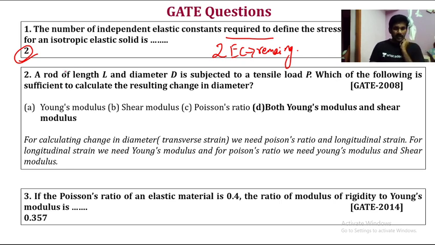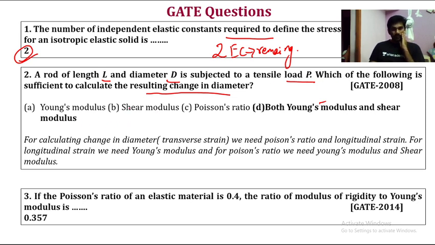Next one, second question. A rod of length L and diameter D is subjected to a tensile load P. Which of the following is sufficient to calculate the resulting change in diameter? The options are Young's modulus, shear modulus, Poisson's ratio, and both Young's modulus and shear modulus.